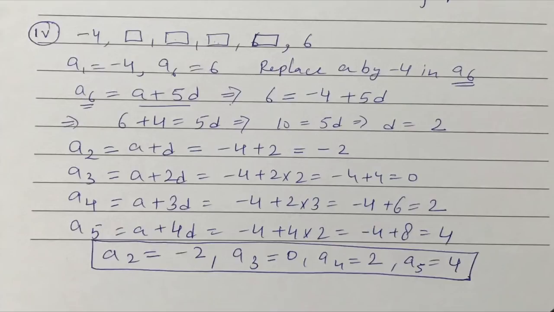A5 is equal to A plus 4D. Minus 4 plus 4 into 2, minus 4 plus 8, which is 4. So the value of A2 is minus 2, A3 is 0, A4 is 2 and A5 is 4.